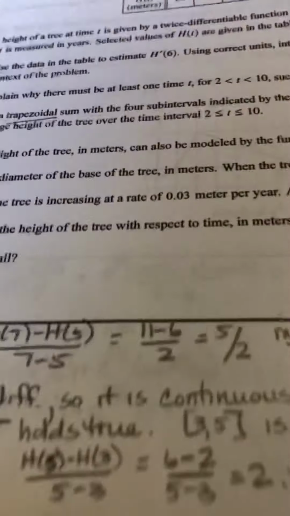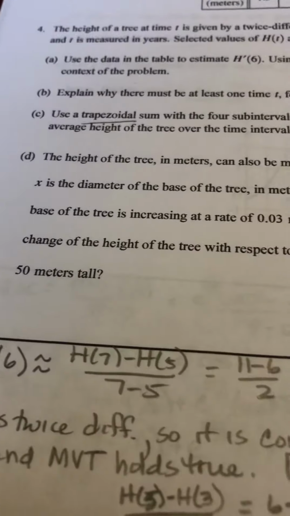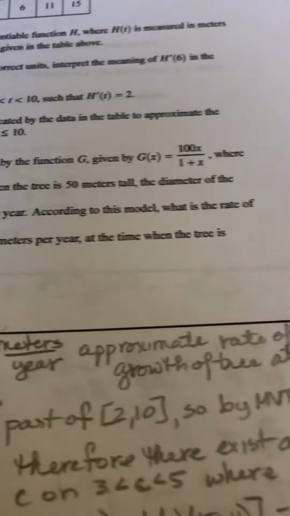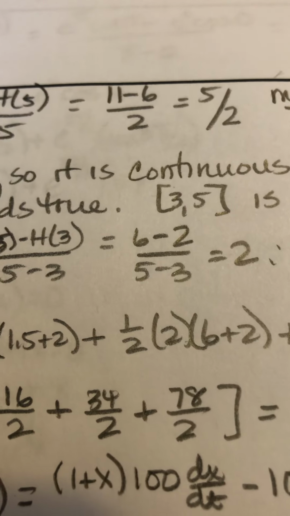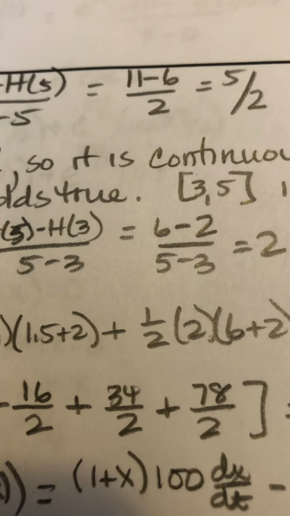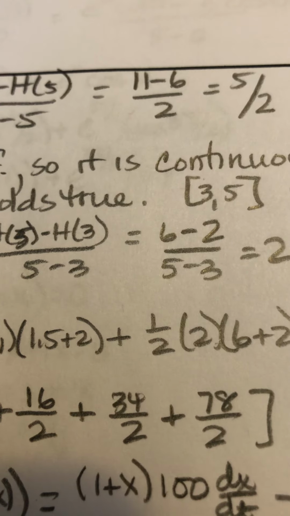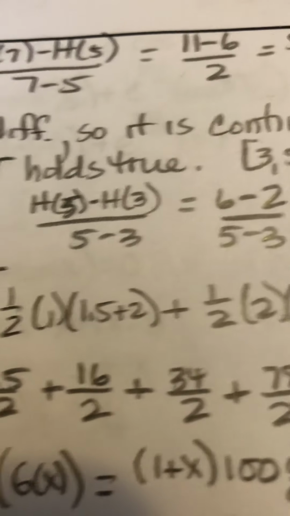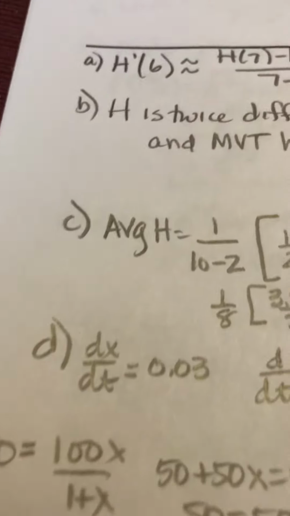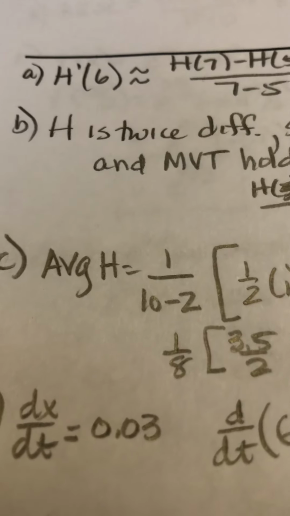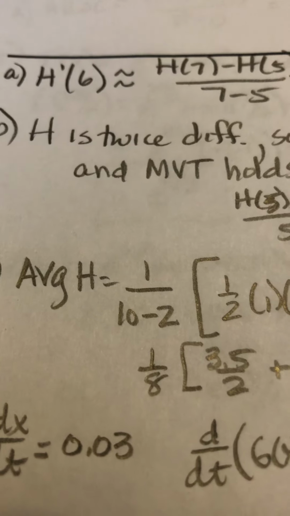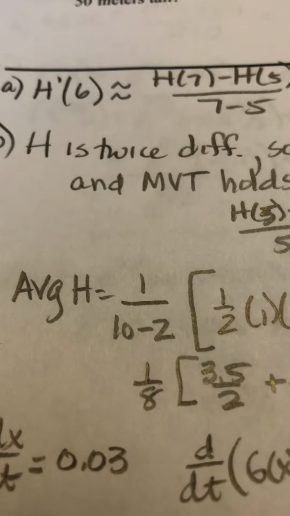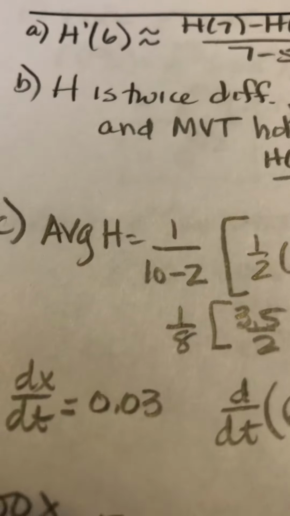Now, part D. The height of the tree can be modeled by that function, where x is the diameter of the base of the tree. When the tree is 50 meters tall, diameter of the base of the tree is increasing at a rate of 0.03 meters per year. So that's dx dt. According to the model, what is the rate of change of the height of the tree with respect to time in meters per year at the time when the tree is 50 meters tall?